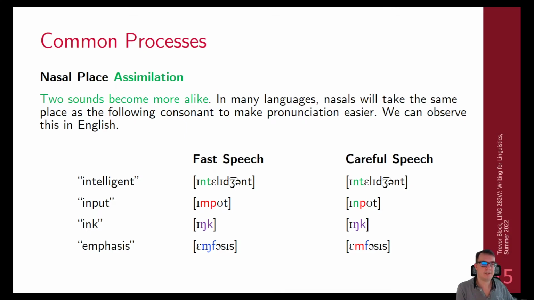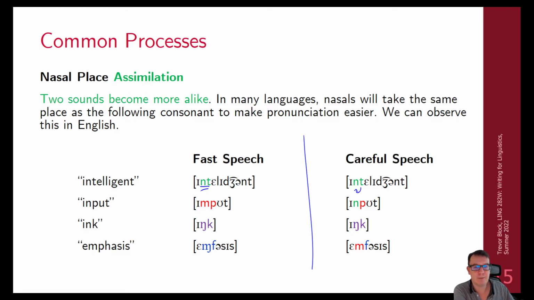So assimilating means that two sounds become more alike. It's the same assimilation that's used when talking about cultures, how cultures assimilate. So that usually means that one changes and the other stays the same. We don't normally see both sounds changing to accommodate each other, much like in real life. So, for example, the word intelligent, if we talk slowly, this is just a T. We have an N before a T. They're the same place already, so we don't really see a change in fast speech.